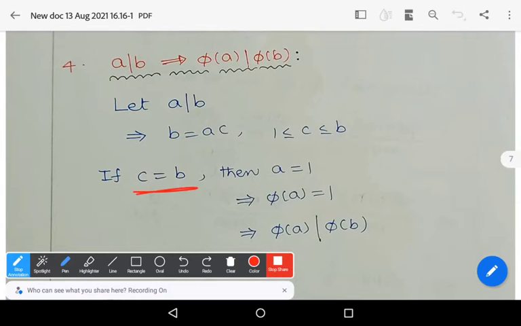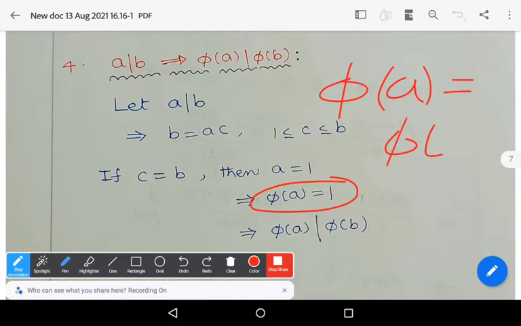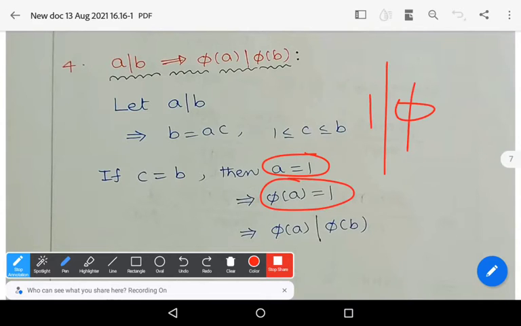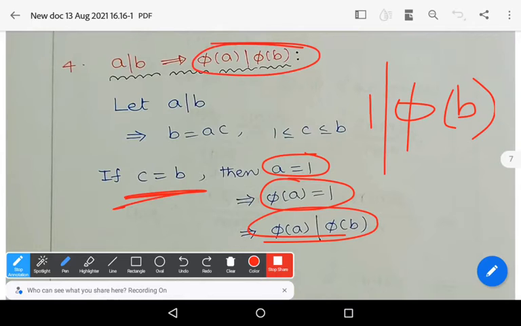If c is equal to b, what happens? If c is equal to b, they are equivalent to one another, then automatically a is equal to 1. If a is equal to 1, then phi of a is also equivalent to 1, because phi of a is equal to phi of 1, and phi of 1 is equal to 1. Excuse me. Phi of a equal to 1 means 1 is a divisor of every number, so 1 divides phi of b. It means phi of a divides phi of b. If c is equal to b, then automatically phi of a divides phi of b.